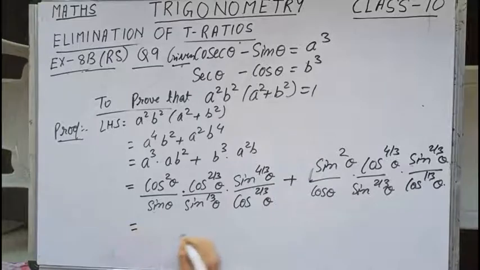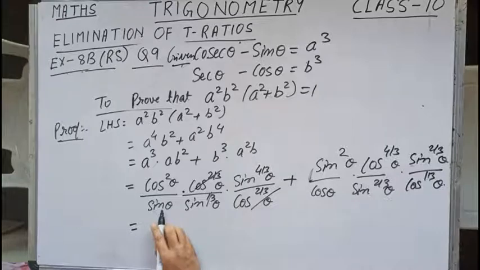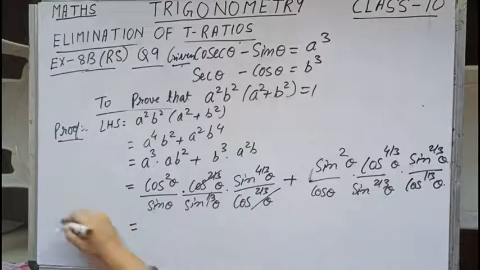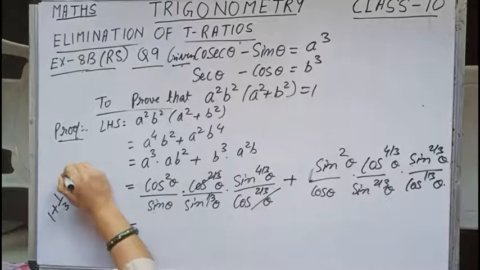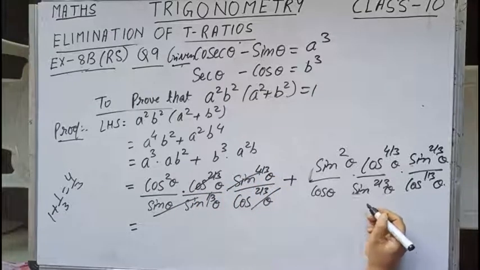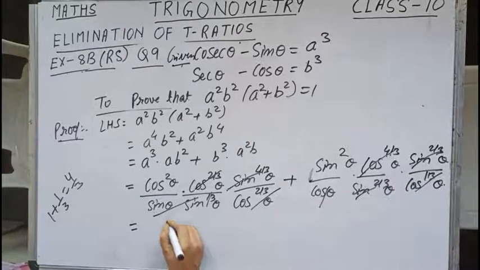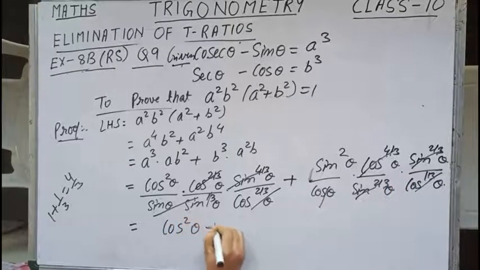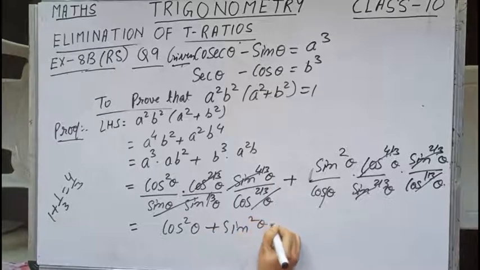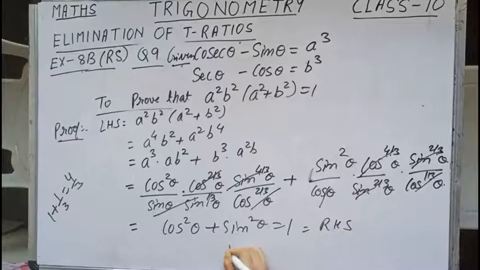So this will be equal to this, cos 2 by 3 theta cancelled, and this sin square theta into sin 1 by 3. 1 plus 1 by 3 is 4 by 3 over here. 1 plus 1 by 3 equals 4 by 3. So these two and this one will be cancelled. Similarly, this two and this one and this one will be cancelled. So we are getting over here cos square theta plus sin square theta equals 1, and this equals RHS, and hence we are getting the proof.